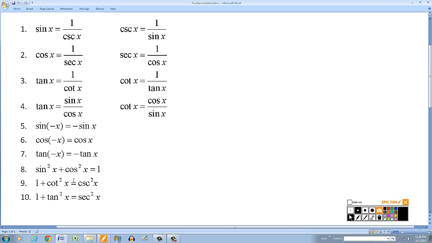Tangent of x, sine x over cosine, cotangent, cosine over sine. And then we have the next identity, sine of minus x is minus sine of x, cosine of minus x is cosine of x, tangent of minus x is equal to minus tangent of x.